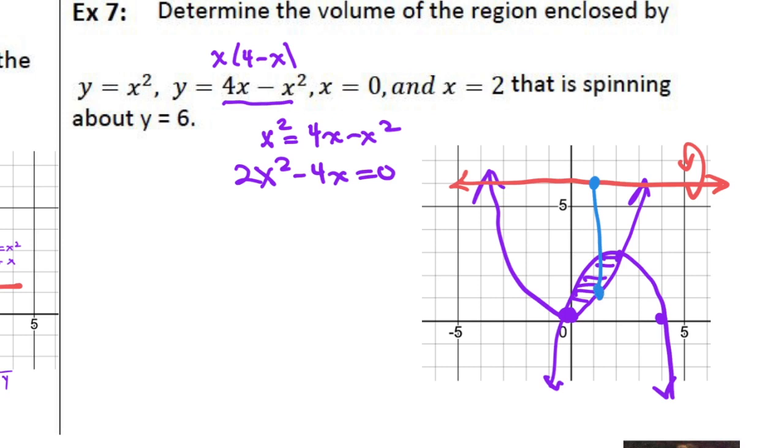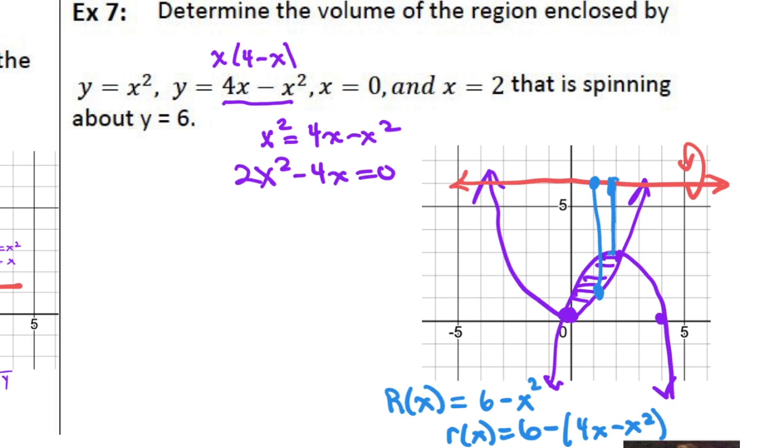Now this is an x value since I'm cutting perpendicular to the x-axis. The radius with respect to x, this is the longer line, is going to be equal to 6, there's your top, minus the bottom, which is x squared. Then we want the inner radius for the hollow piece, and that's going to start at 6 again. So r of x is going to be 6 minus the graph that's upside down, so 4x minus x squared. All right, so we have big R of x, we have little r of x.